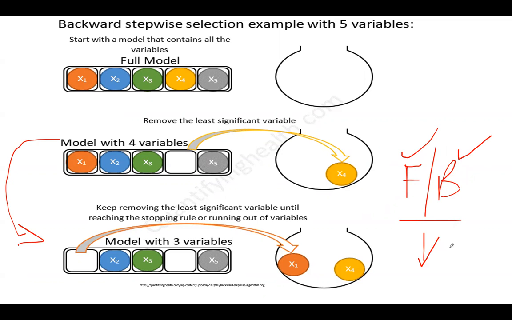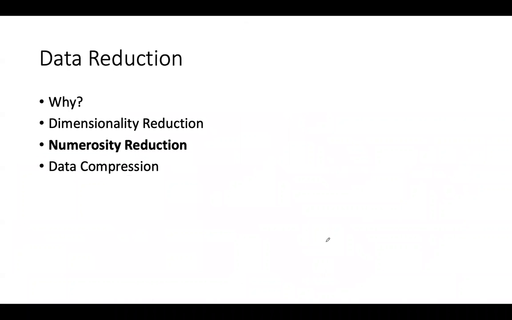But again, just like fishing, you have to be very careful. Don't cast your net too wide, because sometimes you can select attributes that are probably not related to your dependent variable. All right, that's it. So now let's look at numerosity reduction.